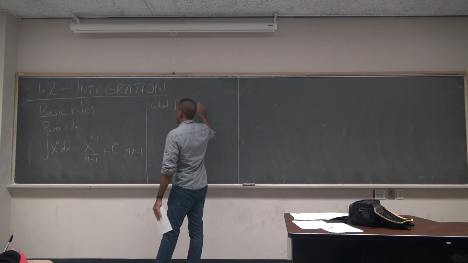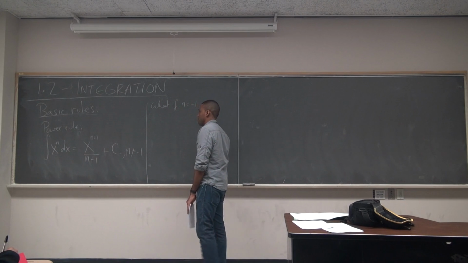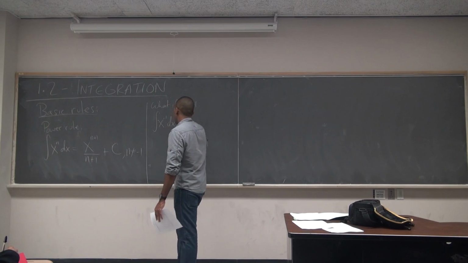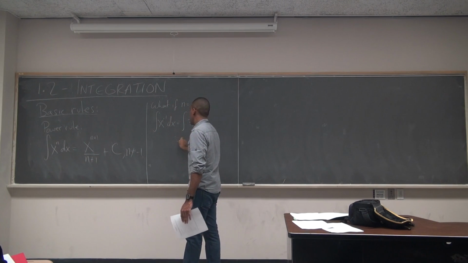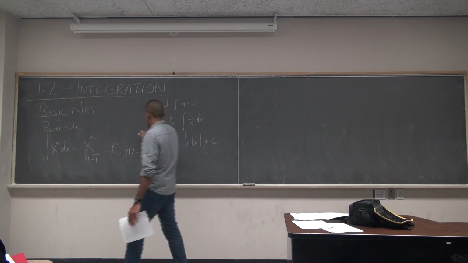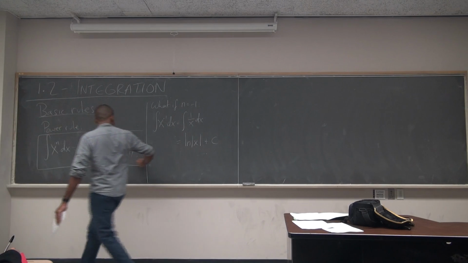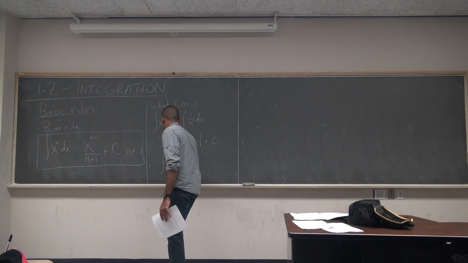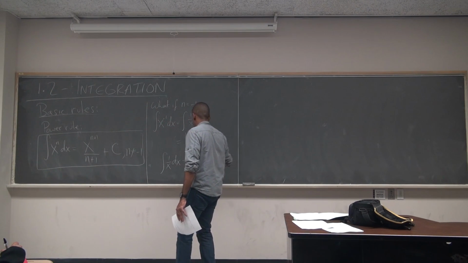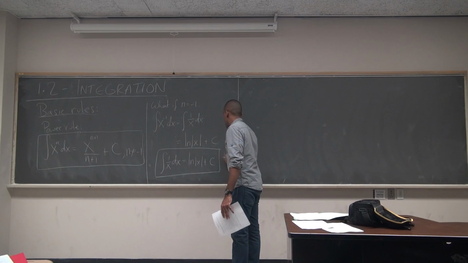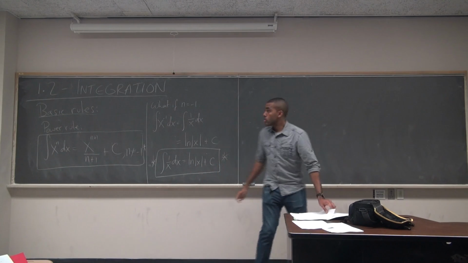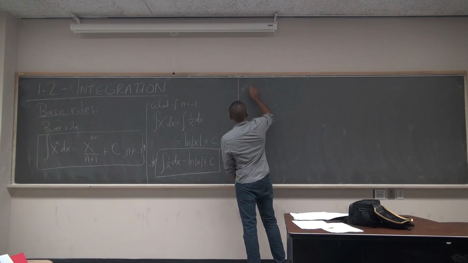What if n equals minus 1? Then what happens? What's the integral of x to the minus 1? That's just the integral of 1 over x dx, which you should know by now is ln of the absolute value of x plus c. So this is a very important rule here. And this integral of 1 over x dx equals ln x plus c is another very important rule. These you should have memorized. Examples.